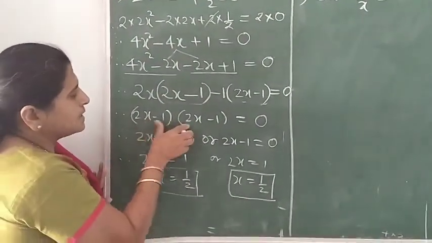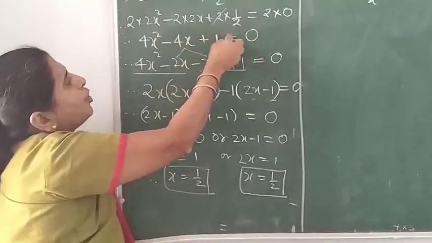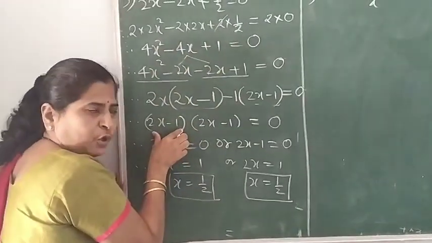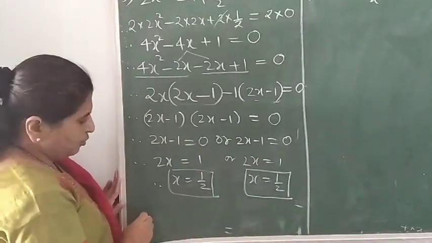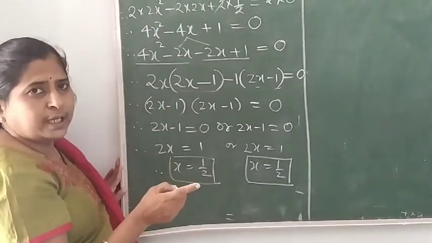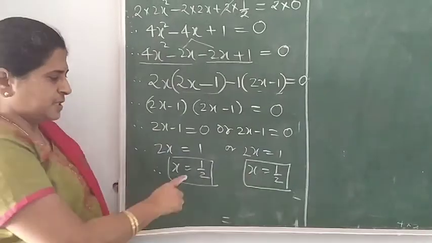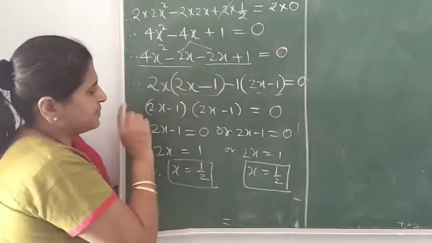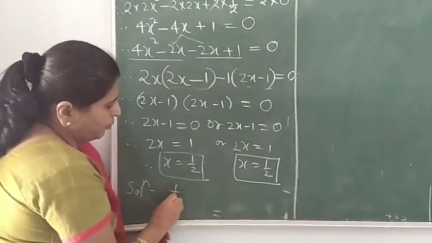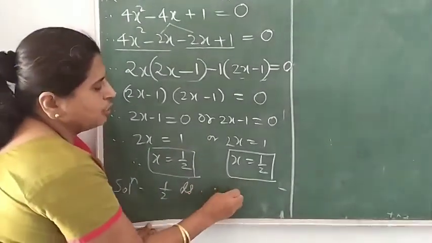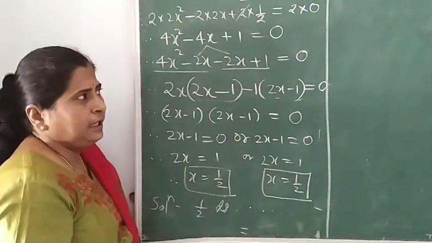Because here we get the same bracket, it means this given trinomial is a perfect square of this binomial 2x minus 1. Okay. So what is the solution? Here we are not getting two solutions because it's a perfect square of 2x minus 1. So in your answer you can write that 1 upon 2 is the solution of the given quadratic equation.